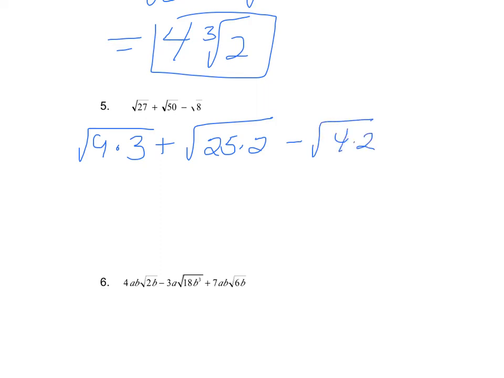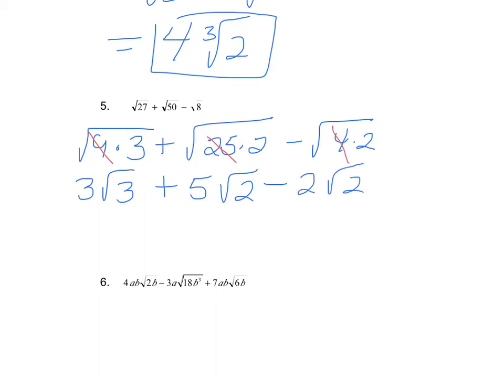So let's see what we've got. Square root of 9 is 3, so this guy becomes 3 radical 3, plus square root of 25 is 5, so now I've got 5 radical 2, minus square root of 4 is 2, so I have 2 radical 2.